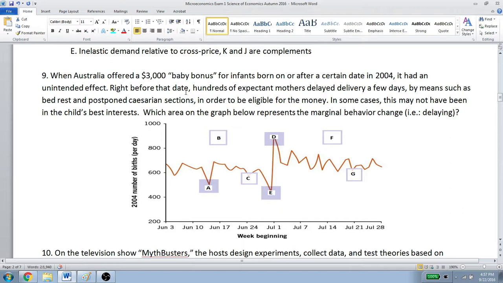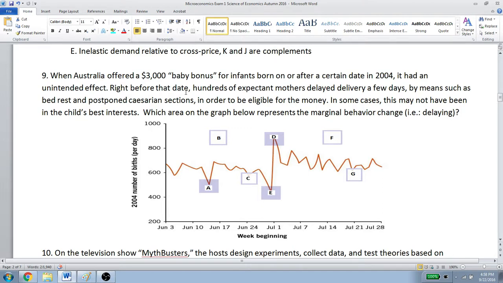Back in 2004, the government was concerned about Australia having a negative population growth. So the number of people in Australia was getting to be a smaller number each year. People were dying faster than new people were being born, and the government decided to subsidize births by offering anyone who had a baby after July 1st the chance to be eligible for this $3,000, the baby bonus.